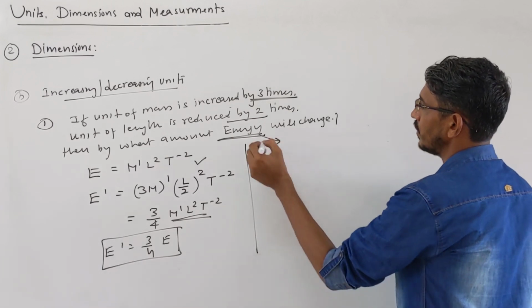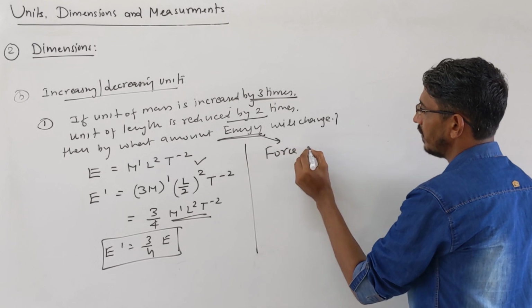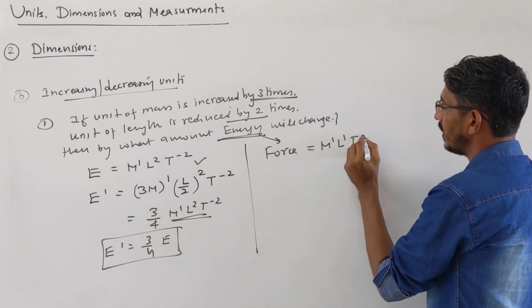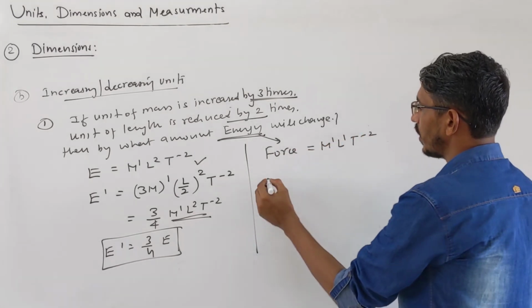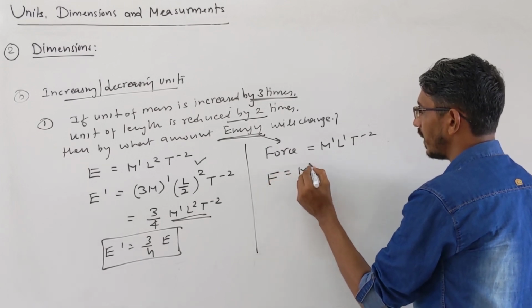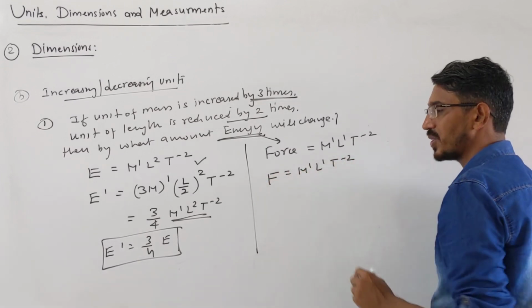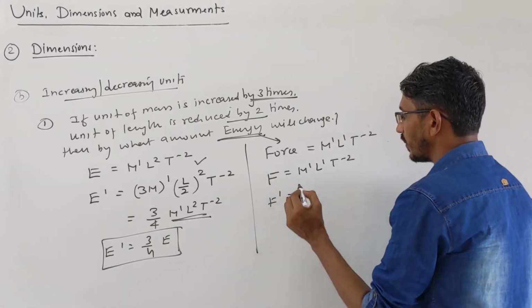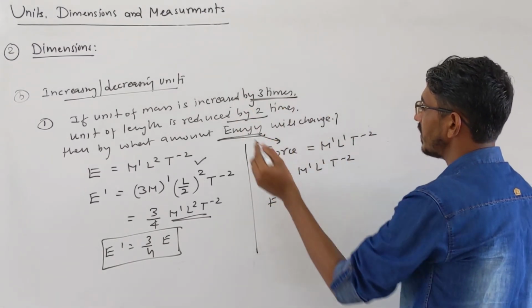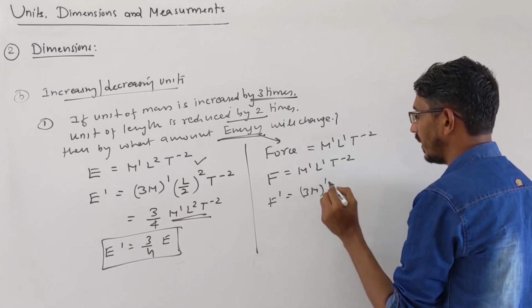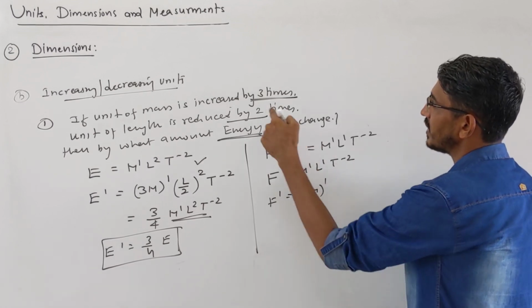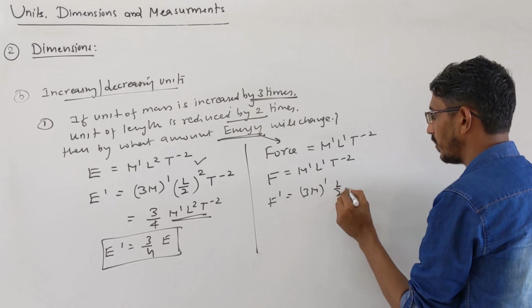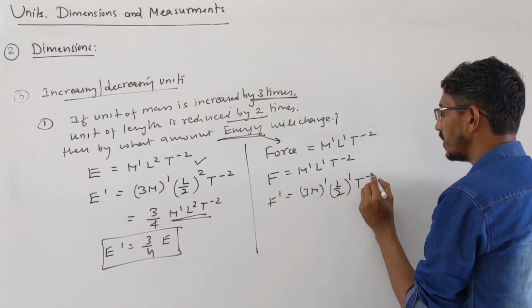Let's say force. If they ask what happened to force, then force is m power 1, L power 1, T power minus 2. Okay, so the original force, let's call it F, is equal to m power 1, L power 1, T power minus 2. This is the original dimension, the original value. Okay. Now, what will the new one be? F dash will be equal to, what we did with m is increased by 3 times, so you wrote 3 m power 1. What we did with length? Length is reduced by 2 times, so you wrote L by 2 and power 1. Time is not changing, no problem.